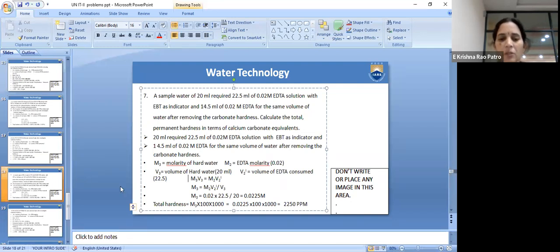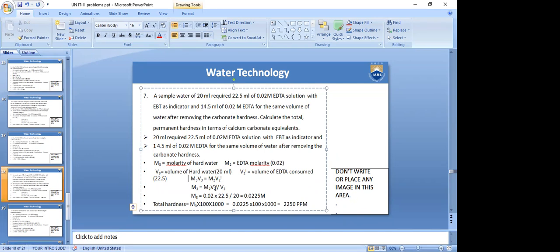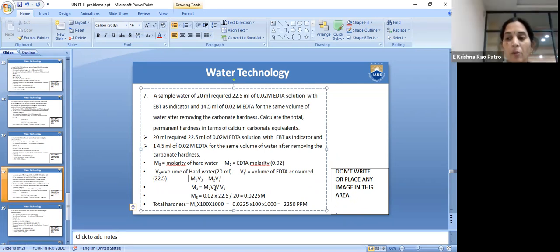So now we have to calculate permanent hardness. Students, everybody, you have written this in your notebook. These three problems are very, very important. I will send you question papers also. CIE and SCE question papers I will give you. You see how you are getting the problems, so that you can know how to prepare problems for the mid exam and final exam.